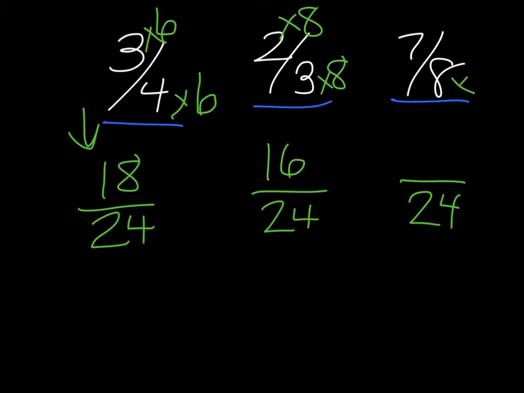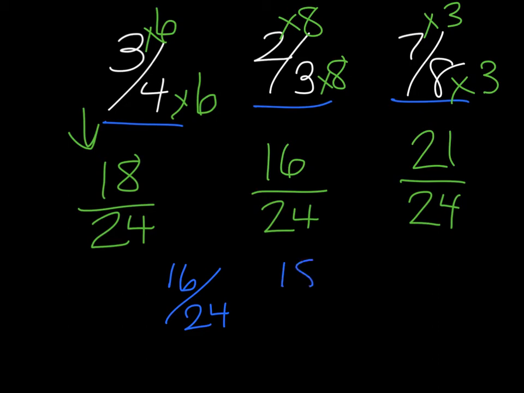And then our last one, 8 times 3 equals 24. So I need to do 7 times 3. And so 7 times 3 is 21. So now when I put these in order from least to greatest, I have 16/24ths, then I have 18/24ths, and then I have 21/24ths. So now my fractions are in order from least to greatest.